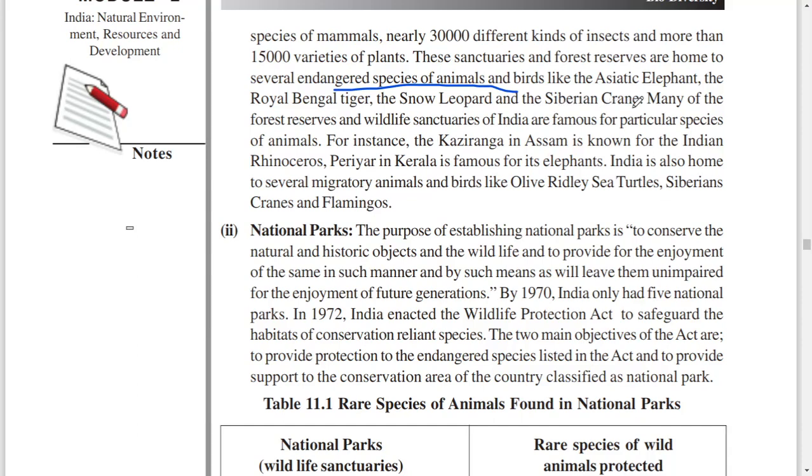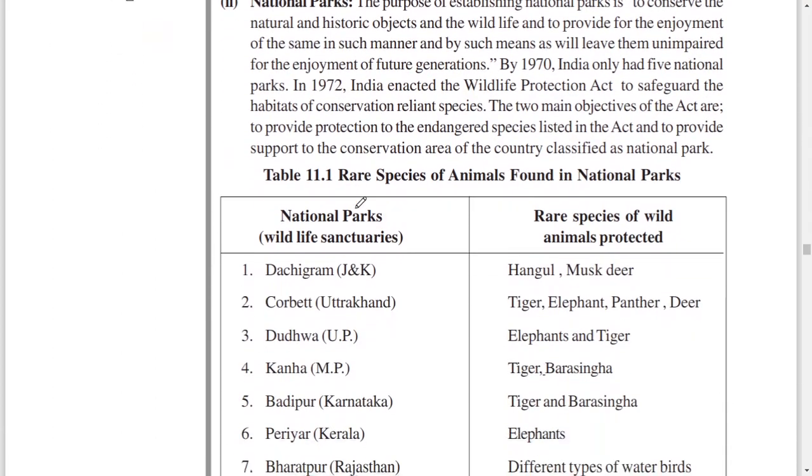The Siberian crane. Many of the forest reserves and wildlife sanctuaries of India are famous for particular species of animals. For instance, Kaziranga in Assam is known for the Indian rhinoceros. Periyar in Kerala is famous for its elephants. India is also home to several migratory animals and birds like olive ridley sea turtles, found in Gahirmatha, Odisha, Siberian cranes and flamingos.